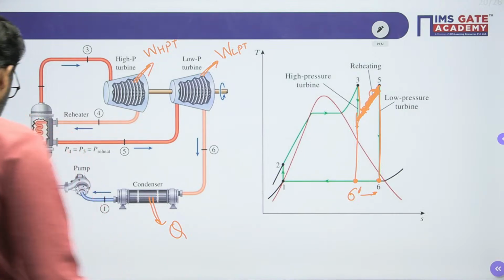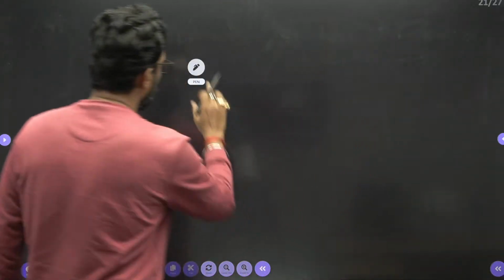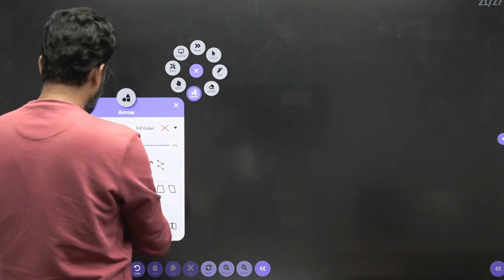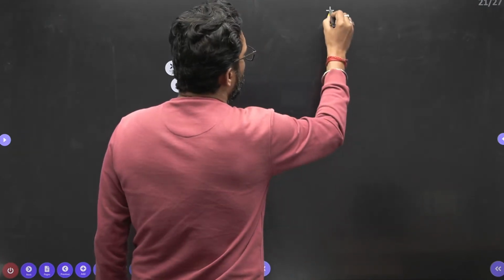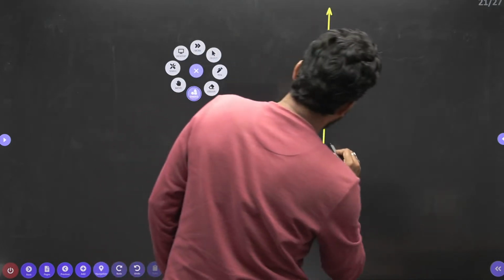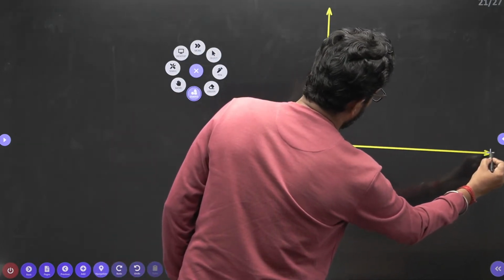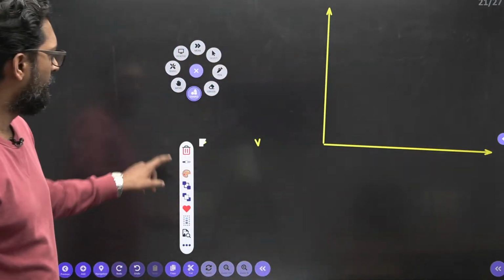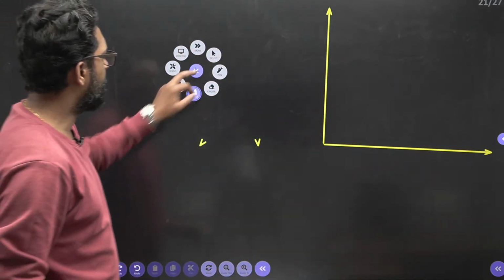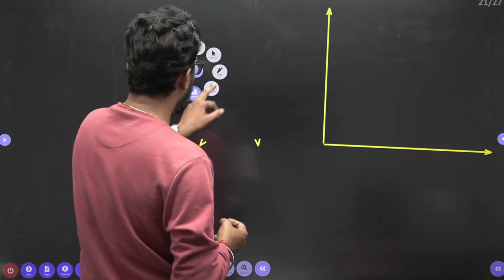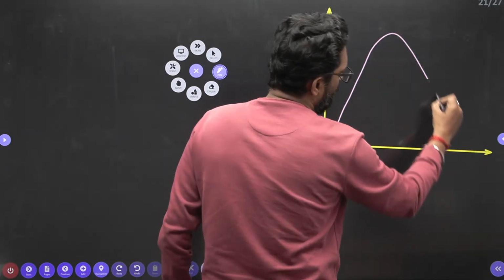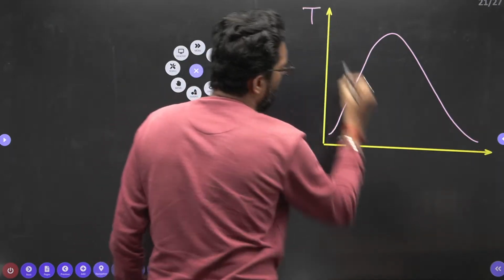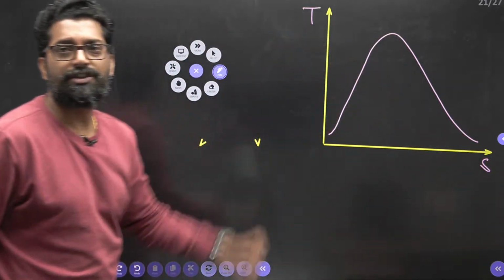So my dear, this is your ideal cycle, we have to draw this one. One second. This is your T and S diagram, temperature and entropy diagram. Now this is your saturation curve.